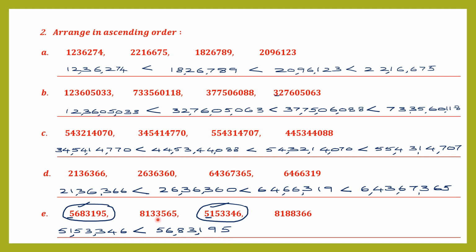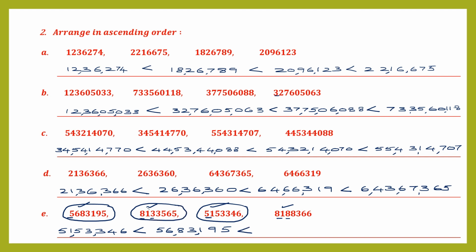Now we have to look at these two numbers. Look at the digit on the extreme left. We have 8 here and 8 here. So go to the next digit. We have 1, and here also it is 1. That means we have to go to the next digit. Here we have 3, but here we have 8. So 3 is smaller, and the other is the bigger number.